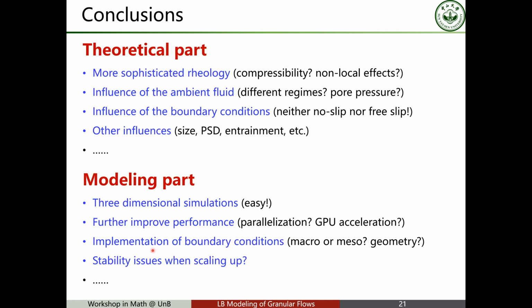And then we also need to think about how to implement different boundary conditions. Are we going to implement these boundary conditions in a macroscopic way or in a mesoscopic way? And how to treat boundaries with different geometries. And then when we scale up our numerical model, are we going to encounter stability problems? Because in this case, maybe the flow can be very, very turbulent.